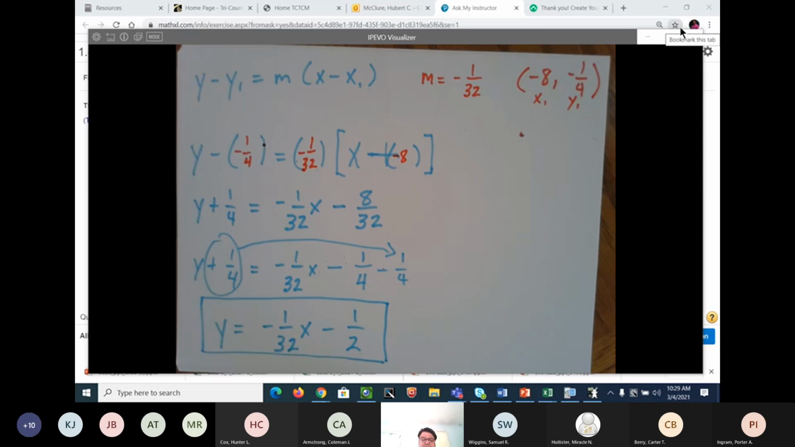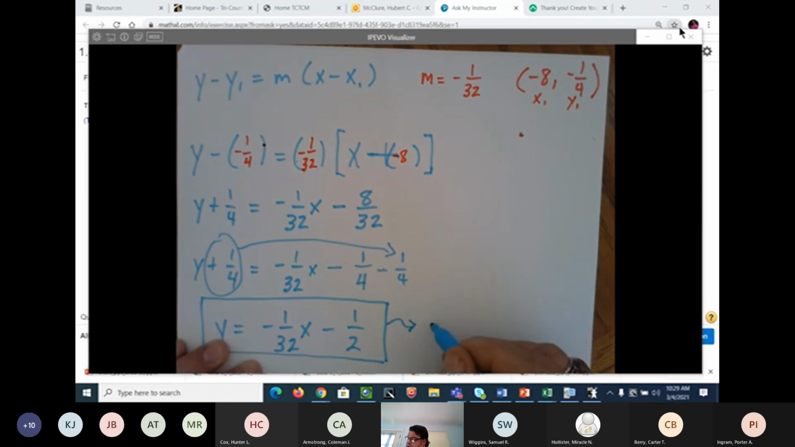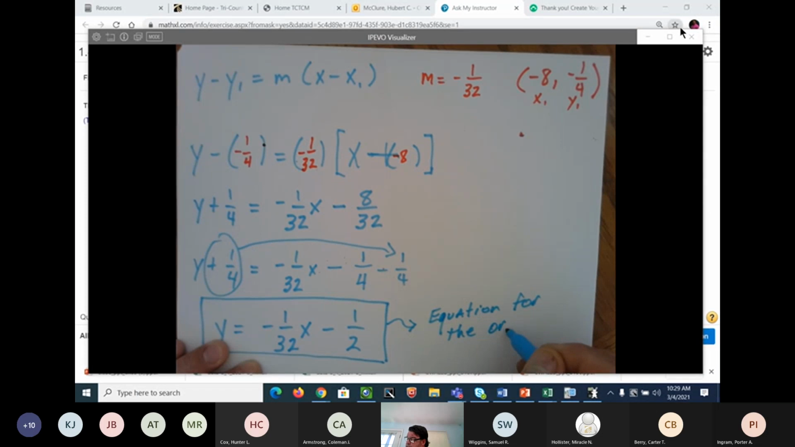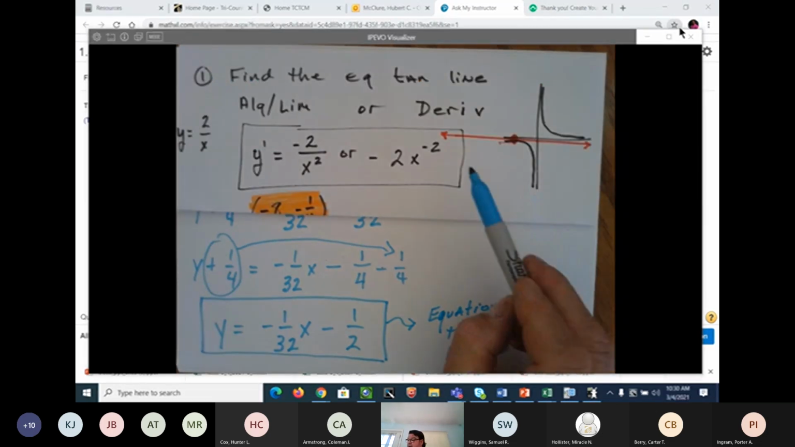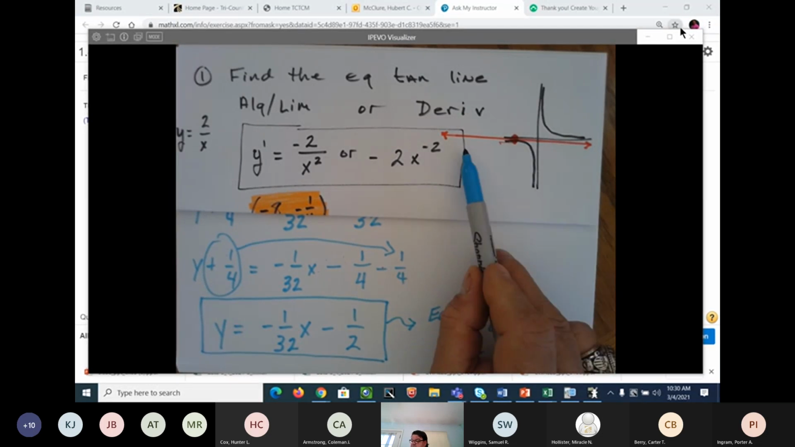So this right here is the equation for the orange line at x is equal to negative 8, which is what I was showing y'all after I read the question, after I couldn't figure out what they were doing. There it is. The equation of that orange line is right here.